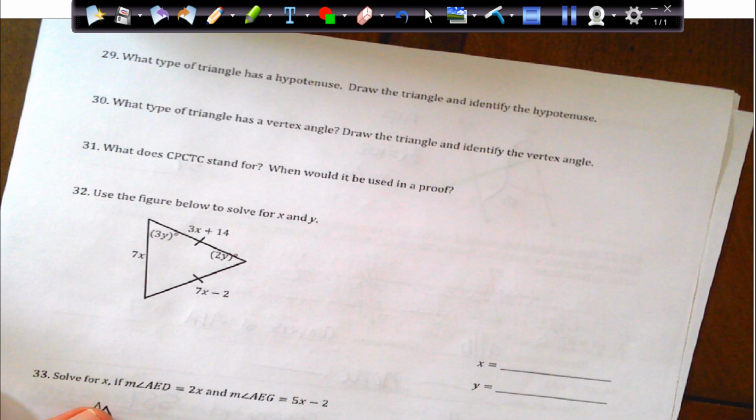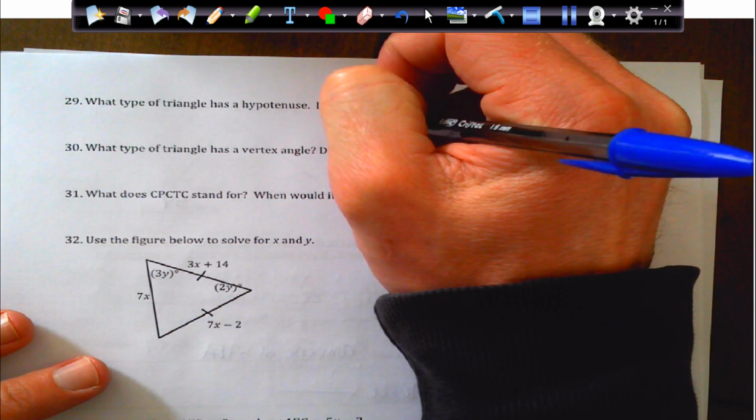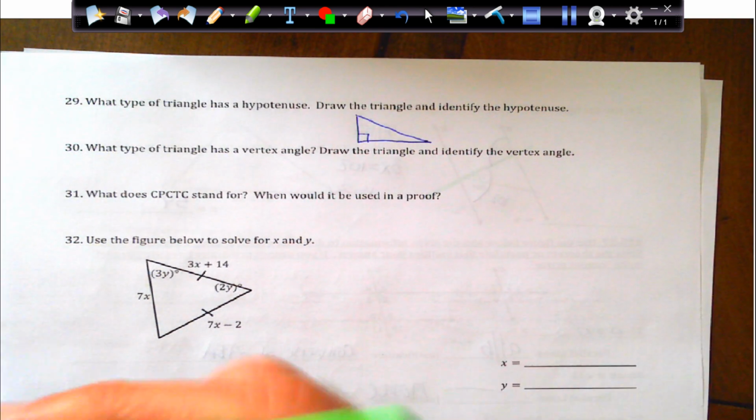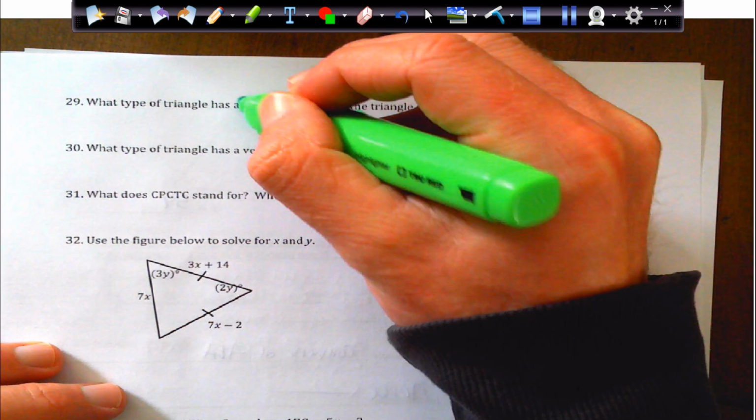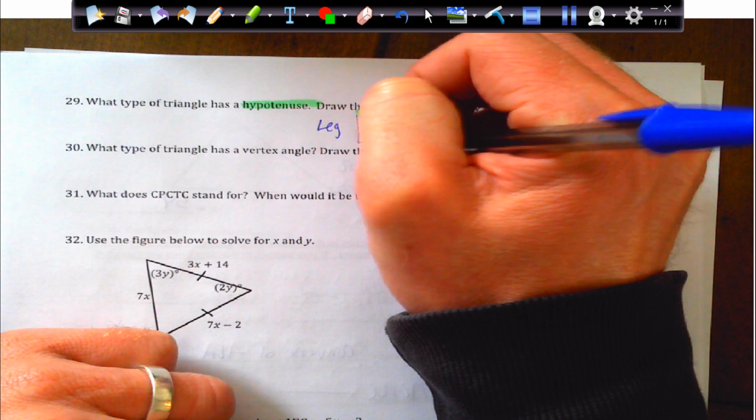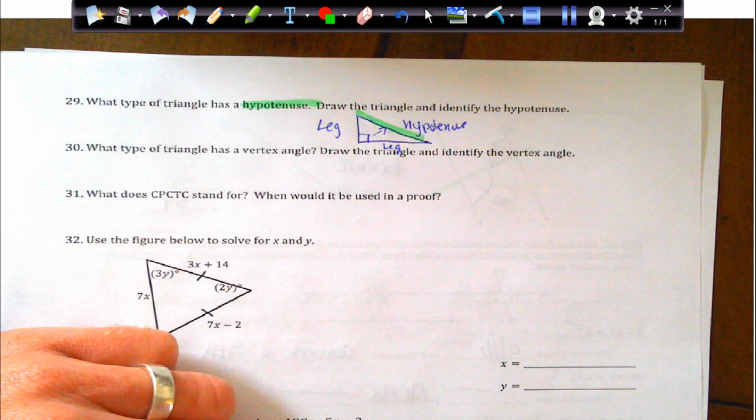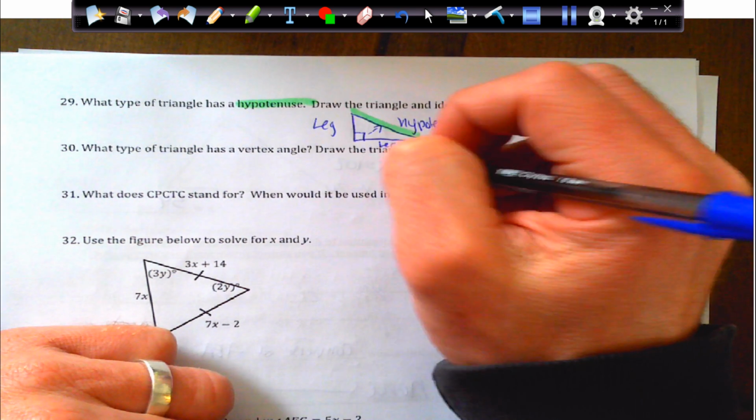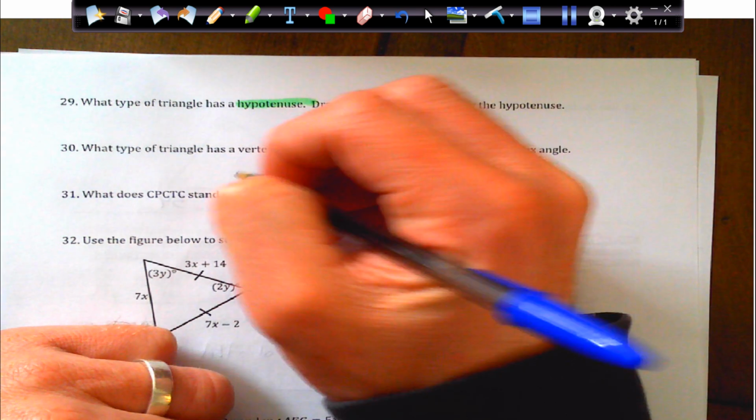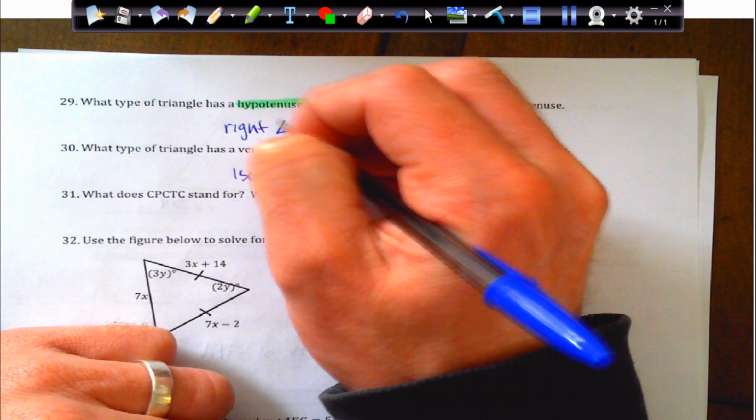What type of triangle has a hypotenuse? Well, the triangle that has a hypotenuse is a right triangle. It's the only triangle with a hypotenuse, and it's always opposite the 90. So the hypotenuse is right there in green, and we typically call the other parts the legs. That's the hypotenuse, always across from the 90. What type of triangle has a vertex angle? That would be an isosceles. That's a right triangle, I didn't say.